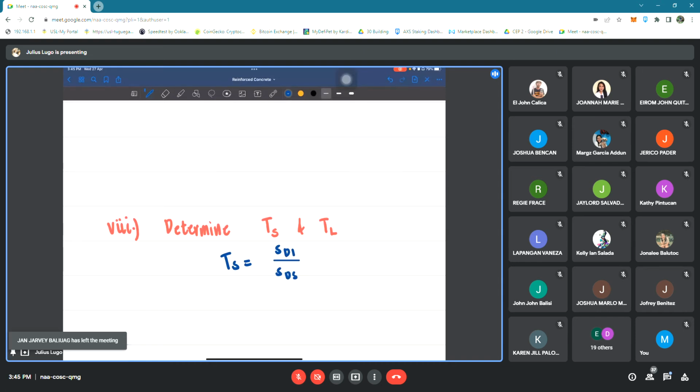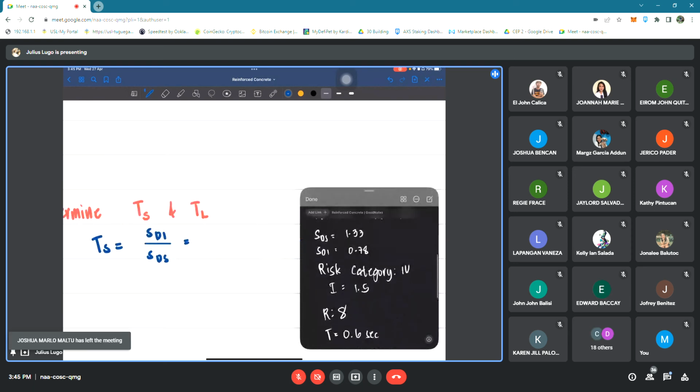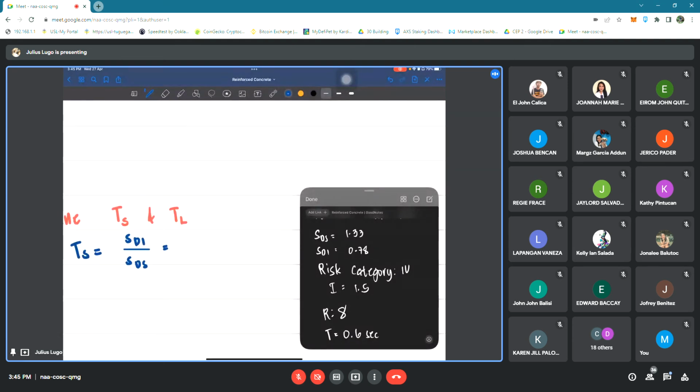SDS. Okay, and this is equal to, what's our SD1 earlier? SD1 is 0.78 and SDS is 1.33. Okay. So, take note na lang that this is the formula. I will try to add this one, kasi i-modify ko yung weak pen, para masali ko lahat ng formula. So, 0.78 divided by 1.33.